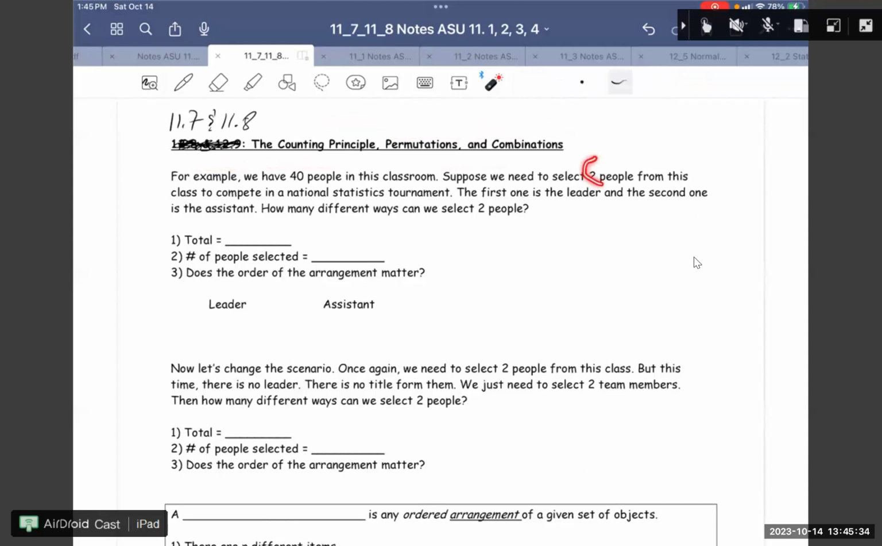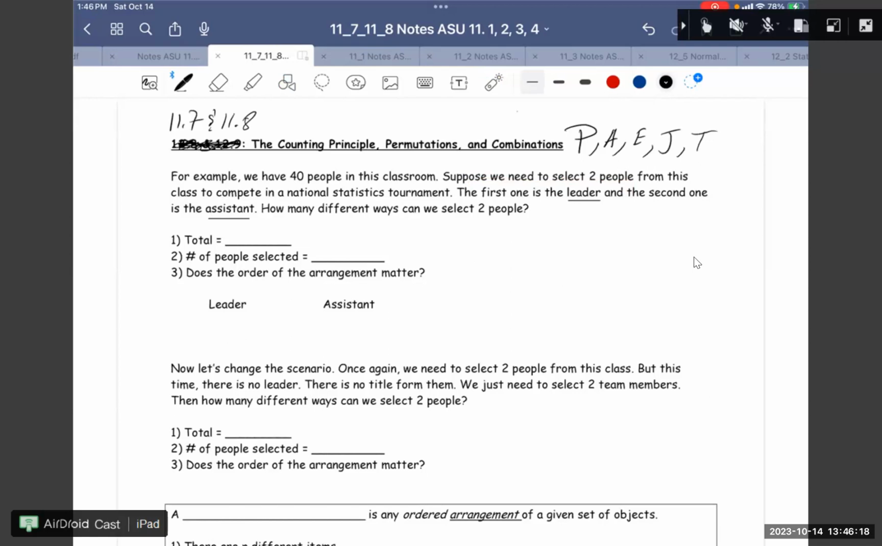Suppose we select two people from the class to compete in the national student tournament. The first one is the leader, and the second one is the assistant. So how many different ways can we select the people? I'll just give an example, like P, that is Pamela, A, Alexa, E, Aaron, J, Jessica, and T as Tom.